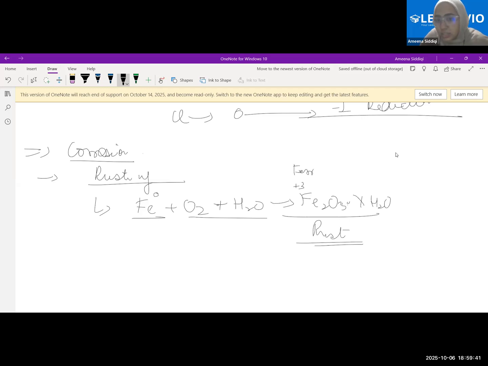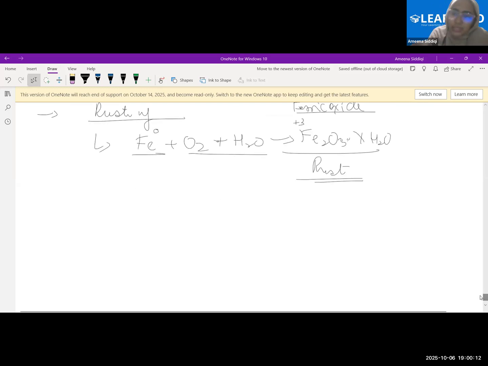And what's the chemical name for this? Ferric oxide. Is it clear? So here, the metal was present in its elemental form, but then it got attacked by oxygen and moisture present in the atmosphere. Since the attack was taking place, the iron has undergone oxidation to form the compound, which is nothing but rust, ferric oxide. Is it okay? Any problem here?